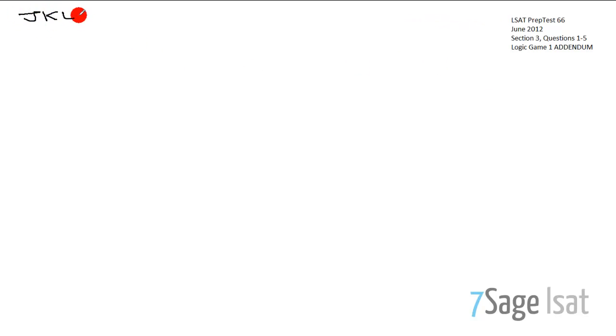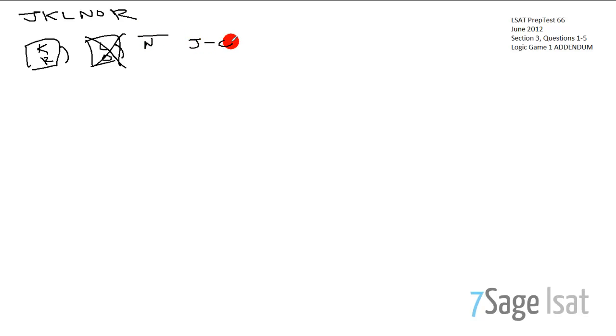Our setup is that we have J, K, L, N, O, and R, right? Our rules are that K and R must be together in some order. We know that L and O cannot be together in any order. We know that Nessa is not in the morning, so it must be something and then Nessa. And then we know that Julio must meet before Olivia, right?